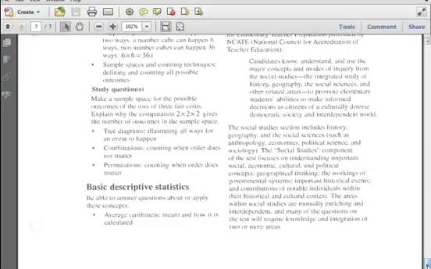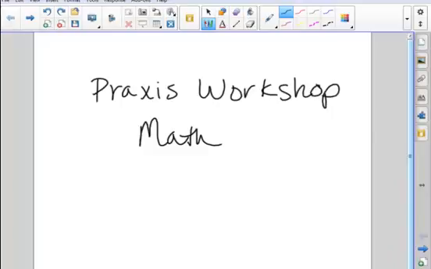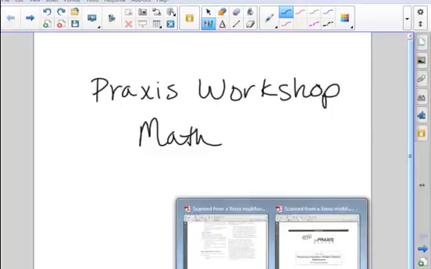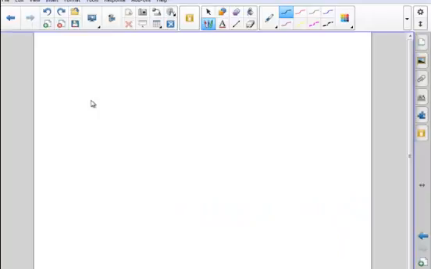Generally speaking, when people look at the test, it's not the algebra that gives them the trouble. It's the geometry and the statistics. So let's go ahead and look at this test. You guys have it in front of you. I'll go to the next page, and we'll start working some problems from the test. I'm not going to pull it up on here.